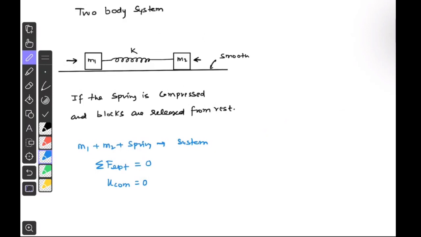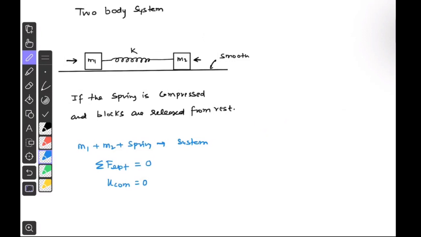So I compress the spring, maybe I press the blocks from either side with equal force. Then suddenly I release it from rest. Just after releasing it from rest, what is the speed, or velocity, of M1 and M2? Zero. So the initial velocity of everything in the system is zero. So what will be the initial velocity of the center of the mass?